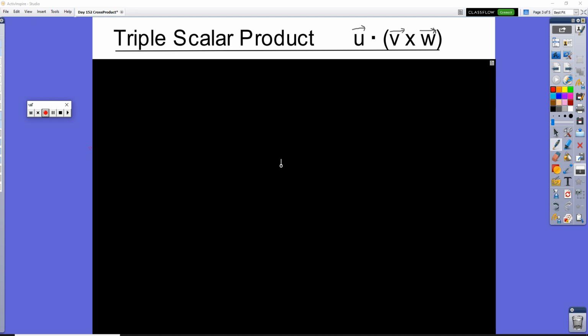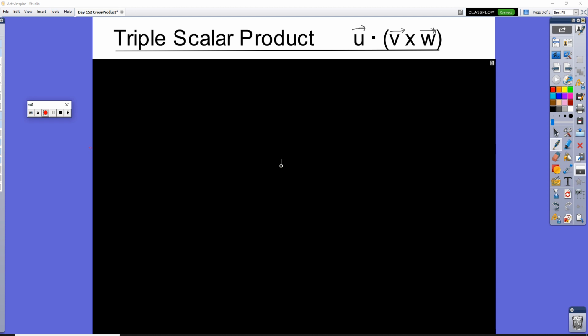So the last kind of multiplication that we're going to take a look at is something called triple scalar product. The word triple refers to the fact that you're going to need three vectors for this. So 3, triple. The word scalar is talking about what kind of answer you're going to get from this. So scalar means not a vector, just a normal number.